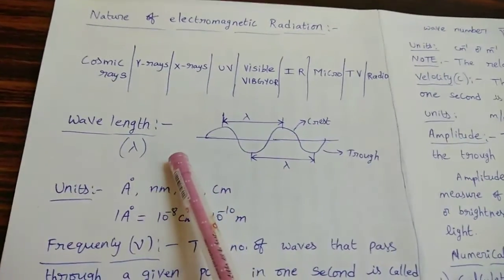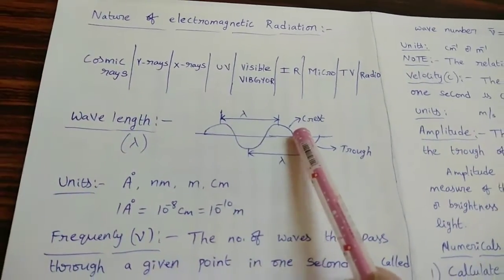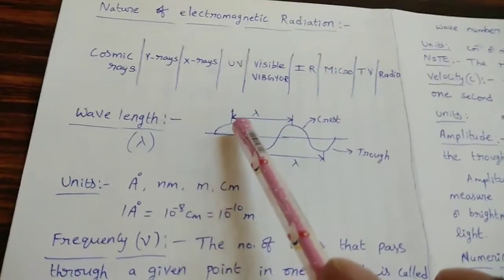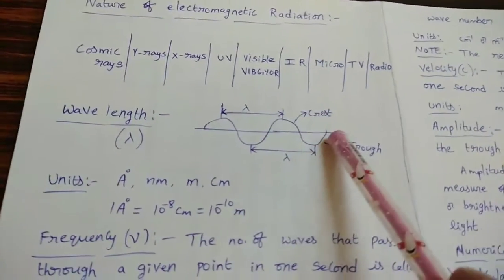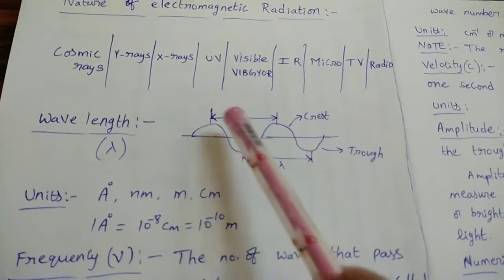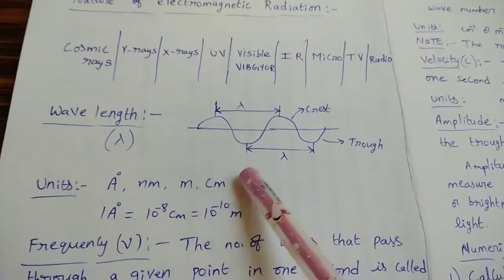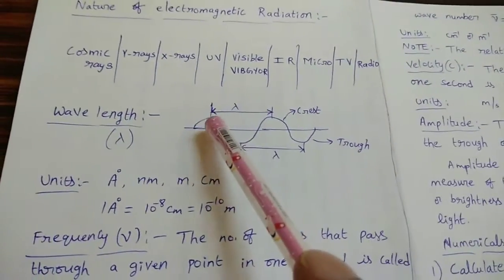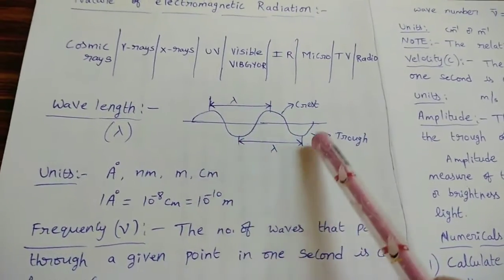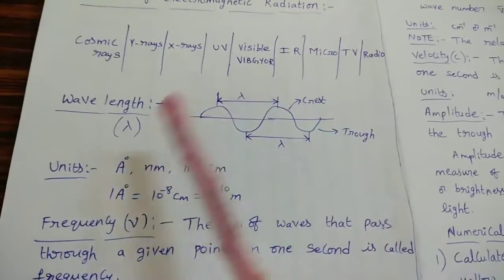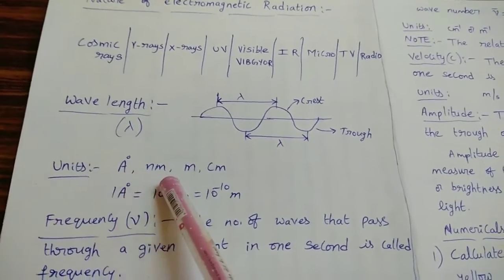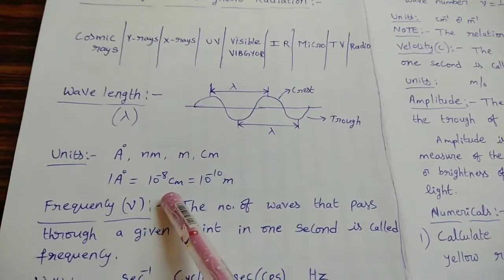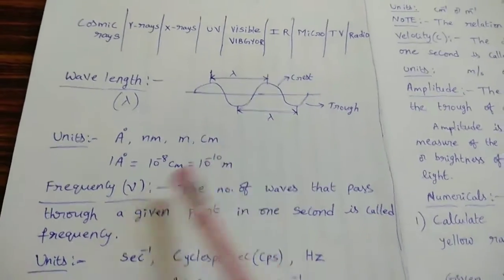Wavelength means the distance between two successive crests or two successive troughs. This is a crest, this is one wave, this is another wave. Here in the diagram two waves are represented. This part is called a crest, this part is called a trough. This is also a crest, this is also a trough. So the distance between two successive crests or two successive troughs is called wavelength. Symbol lambda, units: angstrom, nanometer, meter, centimeter. 1 angstrom equals 10 power minus 8 centimeter, which equals 10 power minus 10 meter.